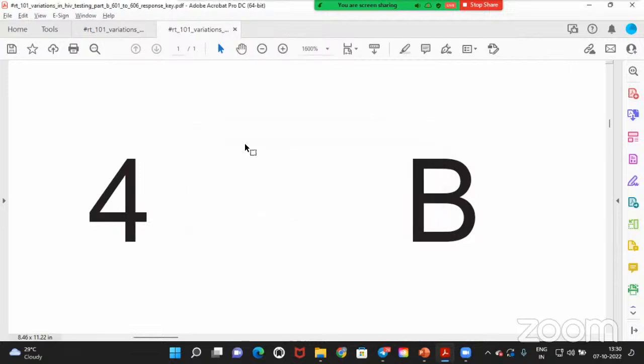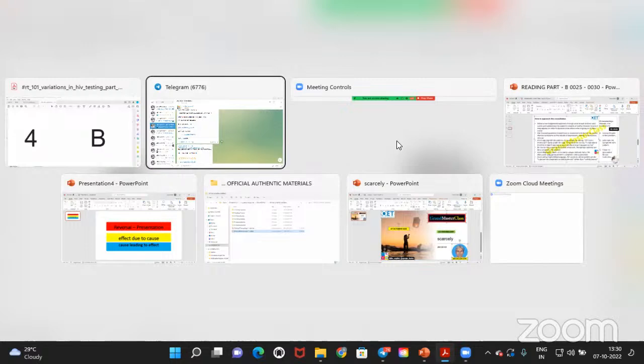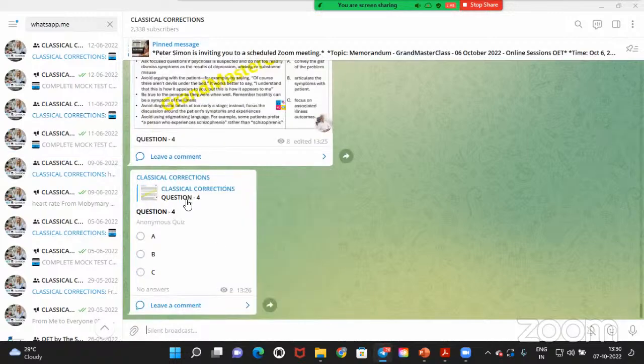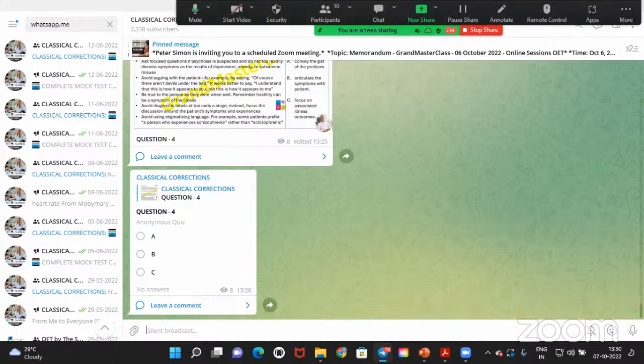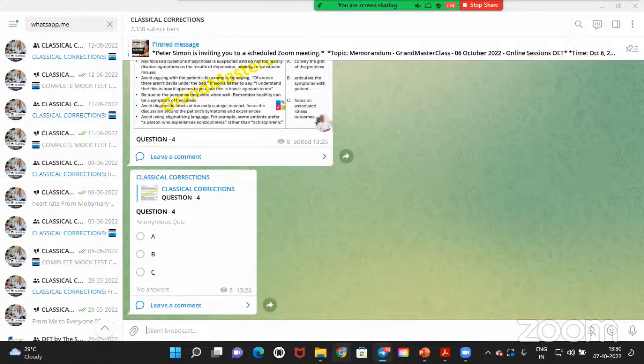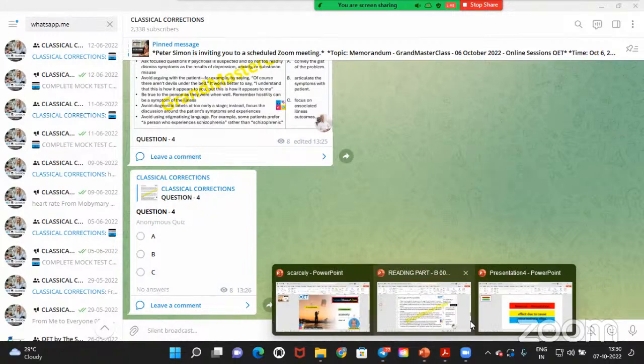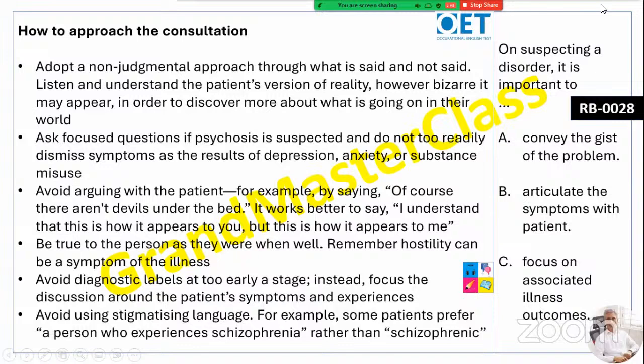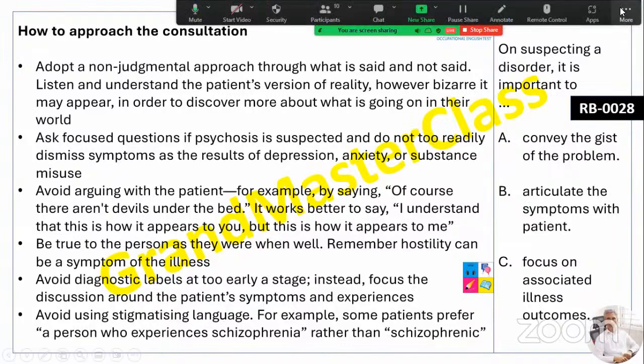Fourth one is B. Now, if we go to the explanation, Shahid will be explaining why this option is right. You were the first to answer, so I'm giving you the first chance.